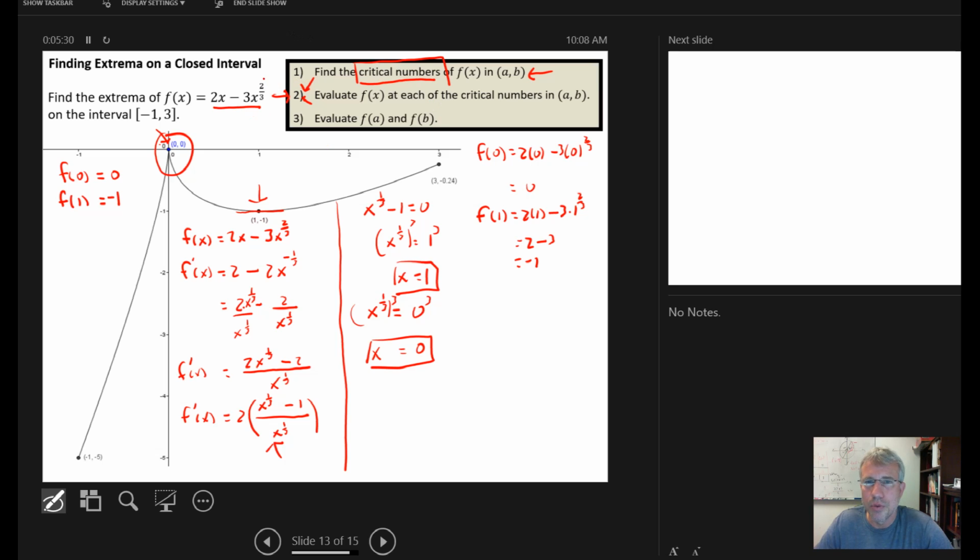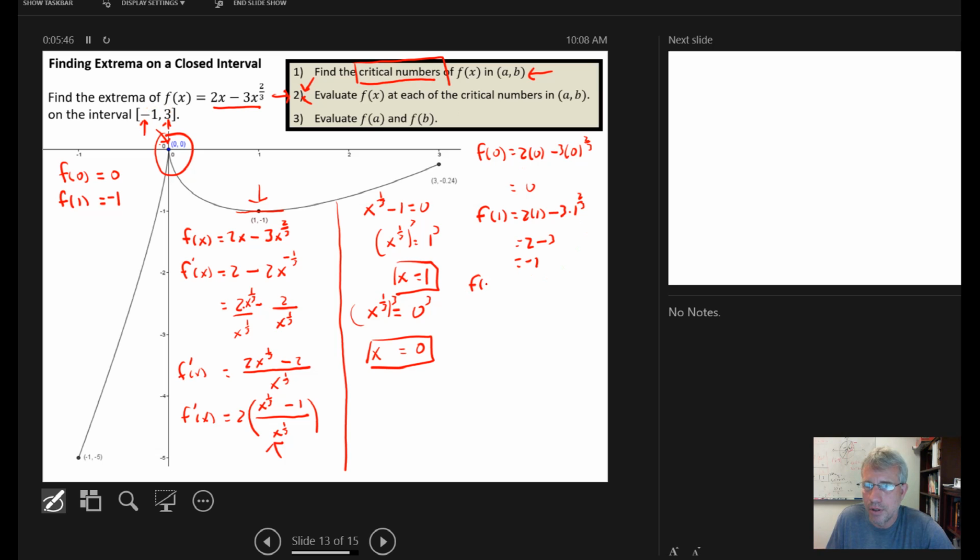And then the extreme value theorem tells us that either the output's going to be at the critical numbers or at the closed interval endpoints. So I also need to evaluate f of x at -1 and 3. So I'm going to work on that next.